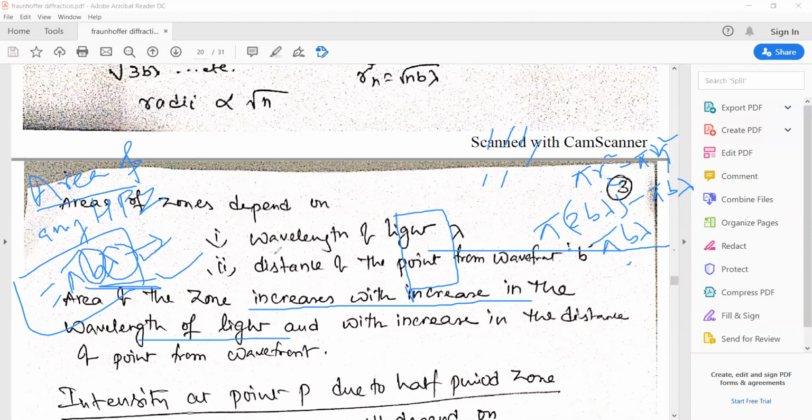Now I want to find what the intensity at point P is due to the Fresnel half period zones. There are Fresnel half period zones, and the secondary waves are coming from these zones. How much intensity will they give, what is the intensity at point P due to these Fresnel half period zones? That is what I am going to discuss now.